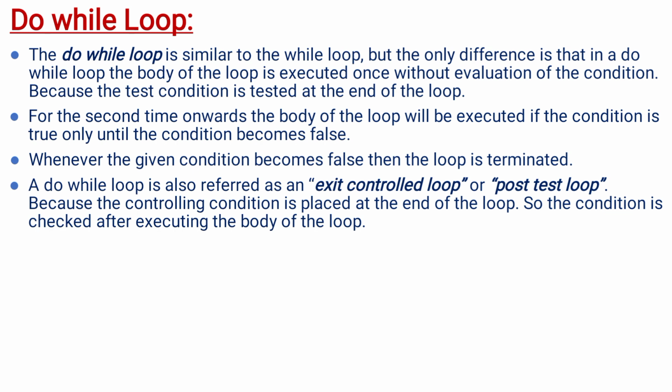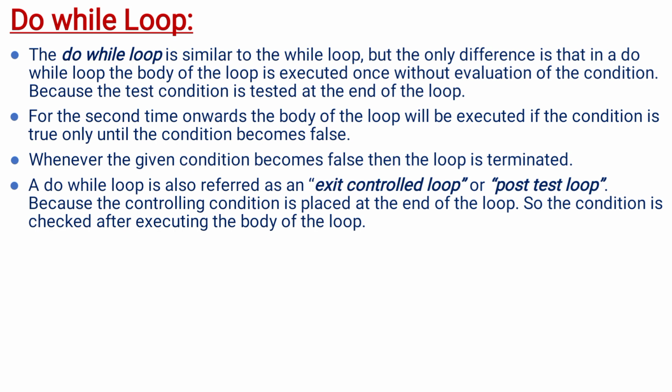A do while loop is also referred as an exit controlled loop or post test loop, because the controlling condition is placed at the end of the loop. So the condition is checked after executing the body of the loop. See, while loop is called as entry controlled loop and pre-test loop. But here do while loop is called as exit controlled loop or post test loop. Why we are calling this loop as this? Because the condition is written at the end of the loop.